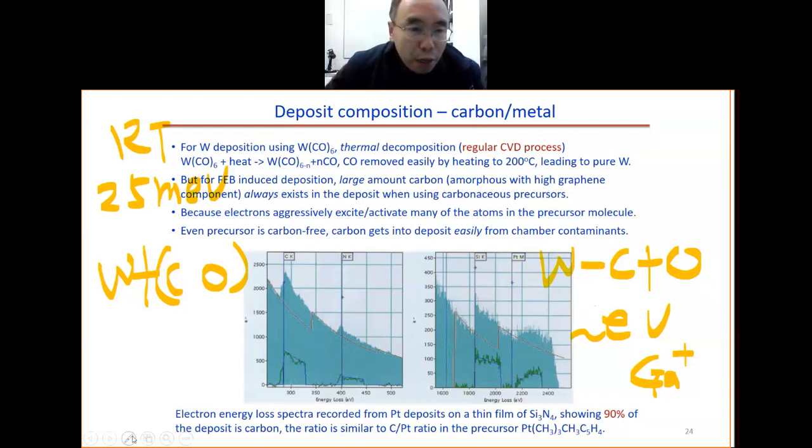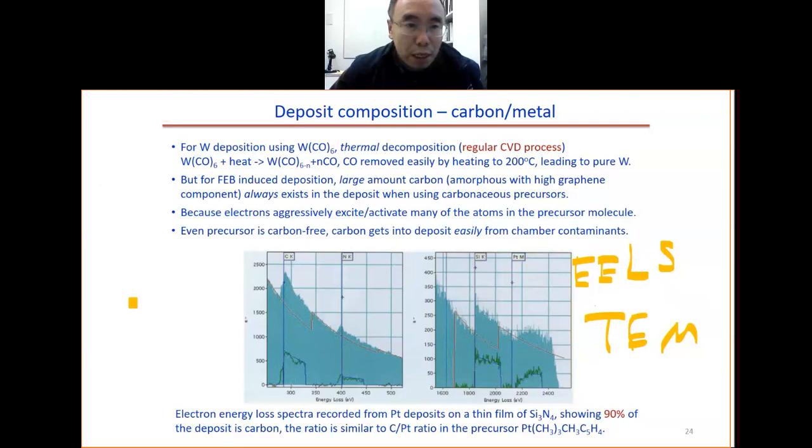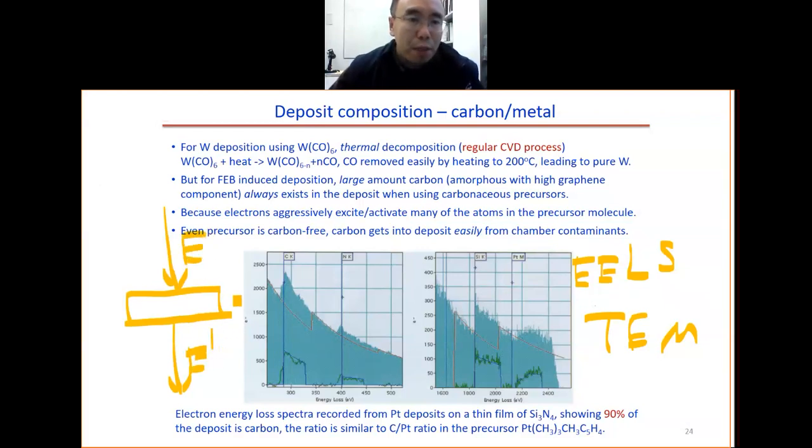So this is the graph. At the bottom is the electron energy loss spectrum, called EELS, electron energy loss. This one is done inside a TEM. So what do you do? You have the sample here. The electron comes in and the electron comes out. Here the energy is E, here the energy becomes E prime. So the energy loss equals E prime minus E. This is the electron energy loss spectrum.